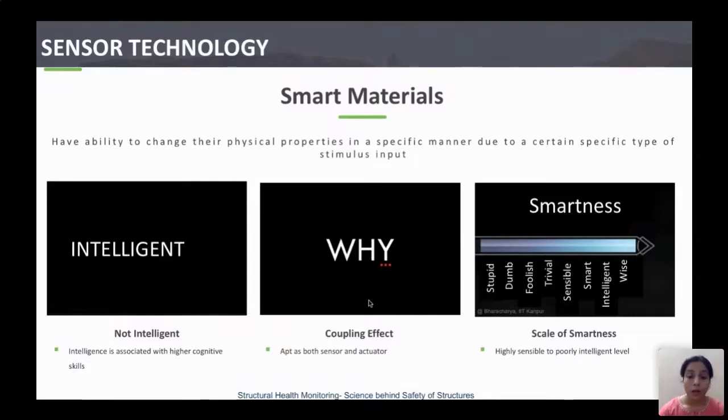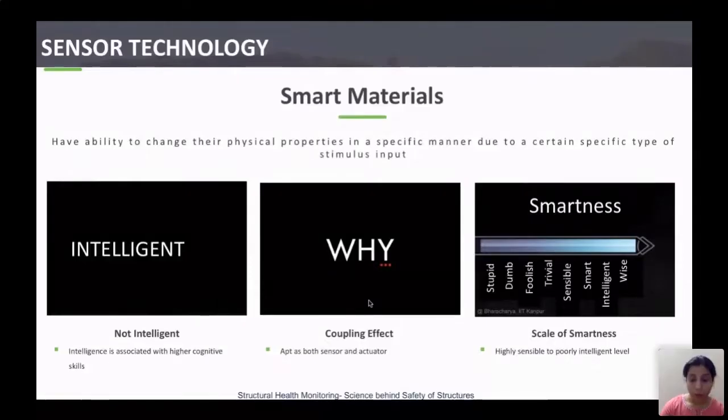Consider any material, and if you apply load on it, there is a tendency that the material will get deformed. In the normal conventional materials, only mechanical deformation will happen. However, in the smart materials, along with the mechanical deformation, there are some other effects. For example, in piezoelectric materials, along with the deformation, there is a charge generation as well. So in these materials, there's always a coupling effect. Because of this, they are smart.